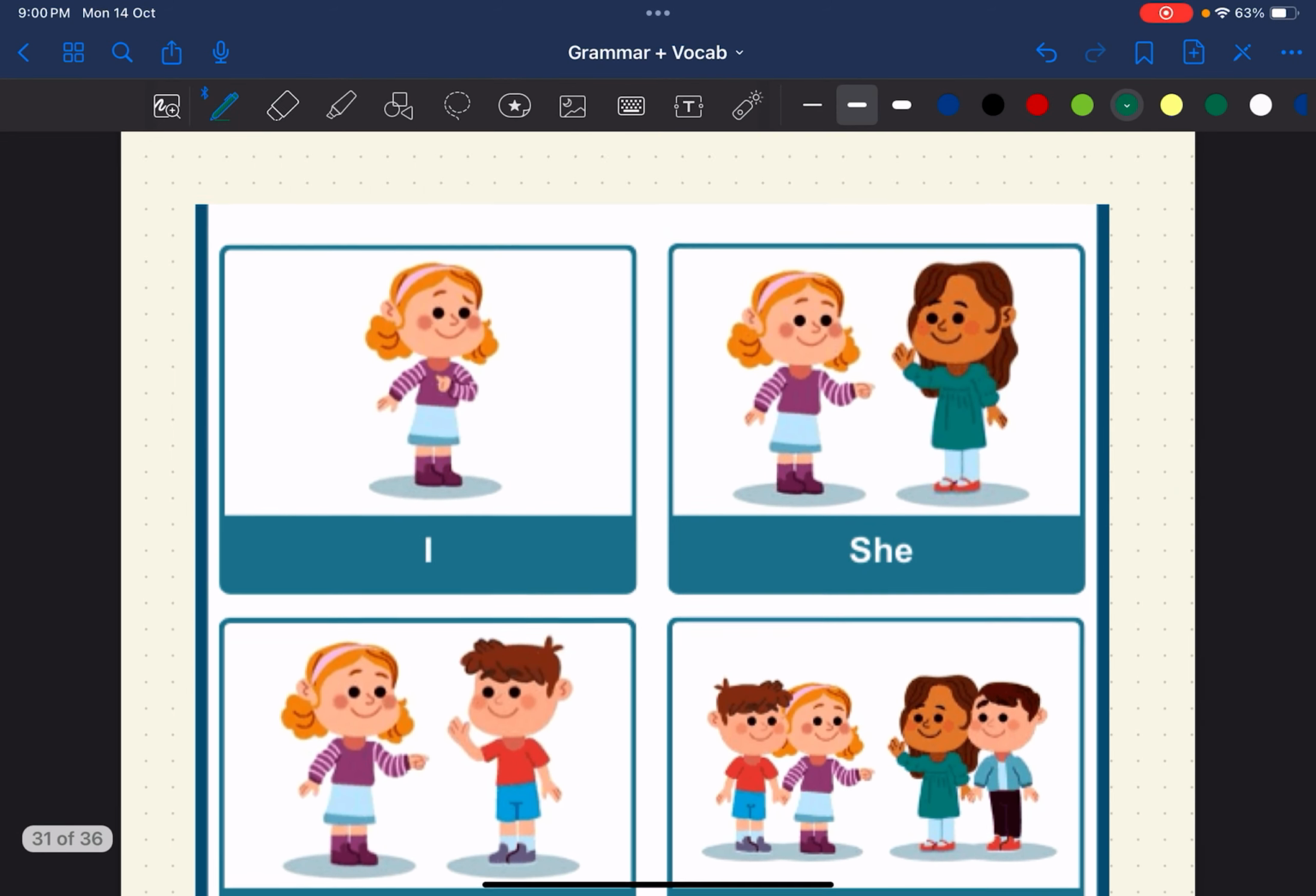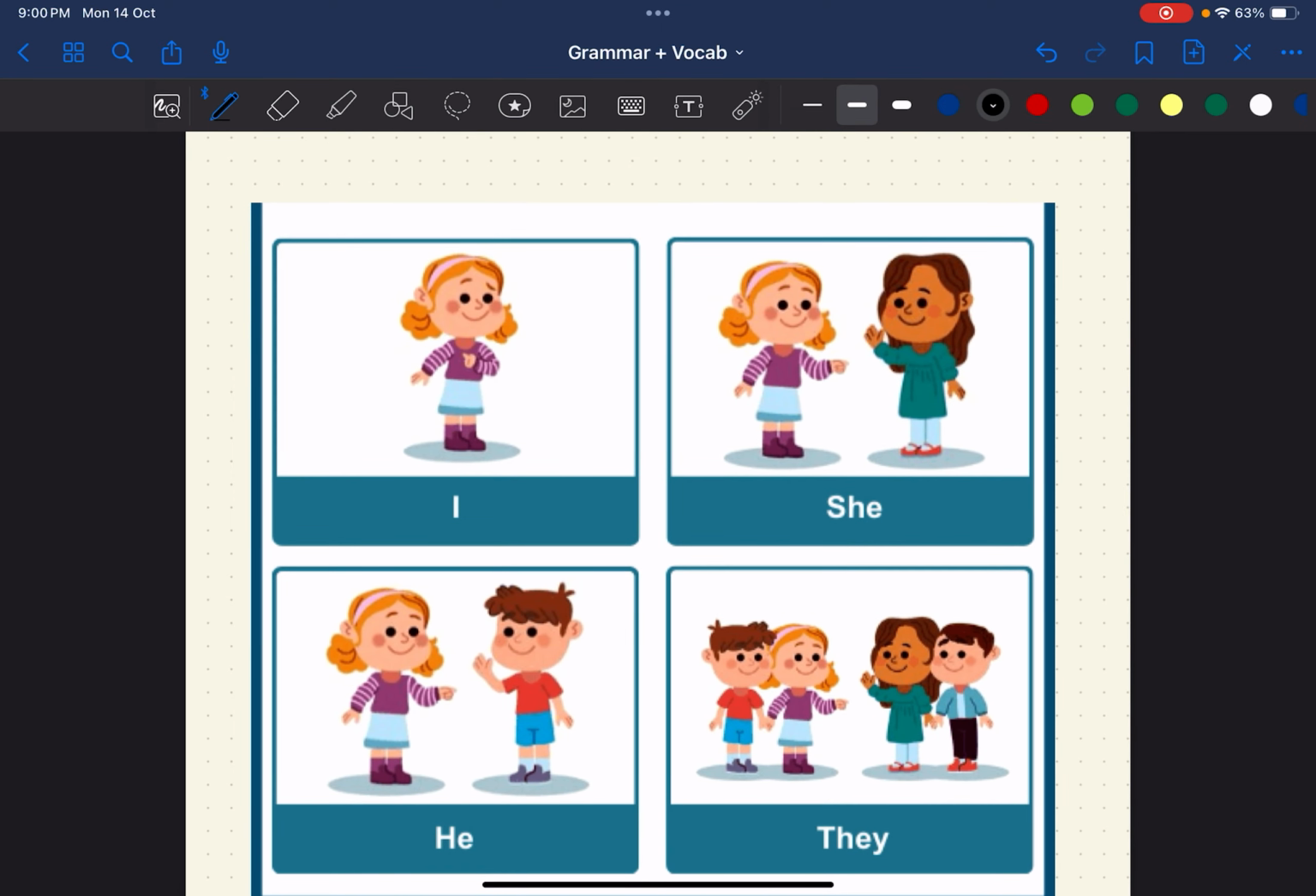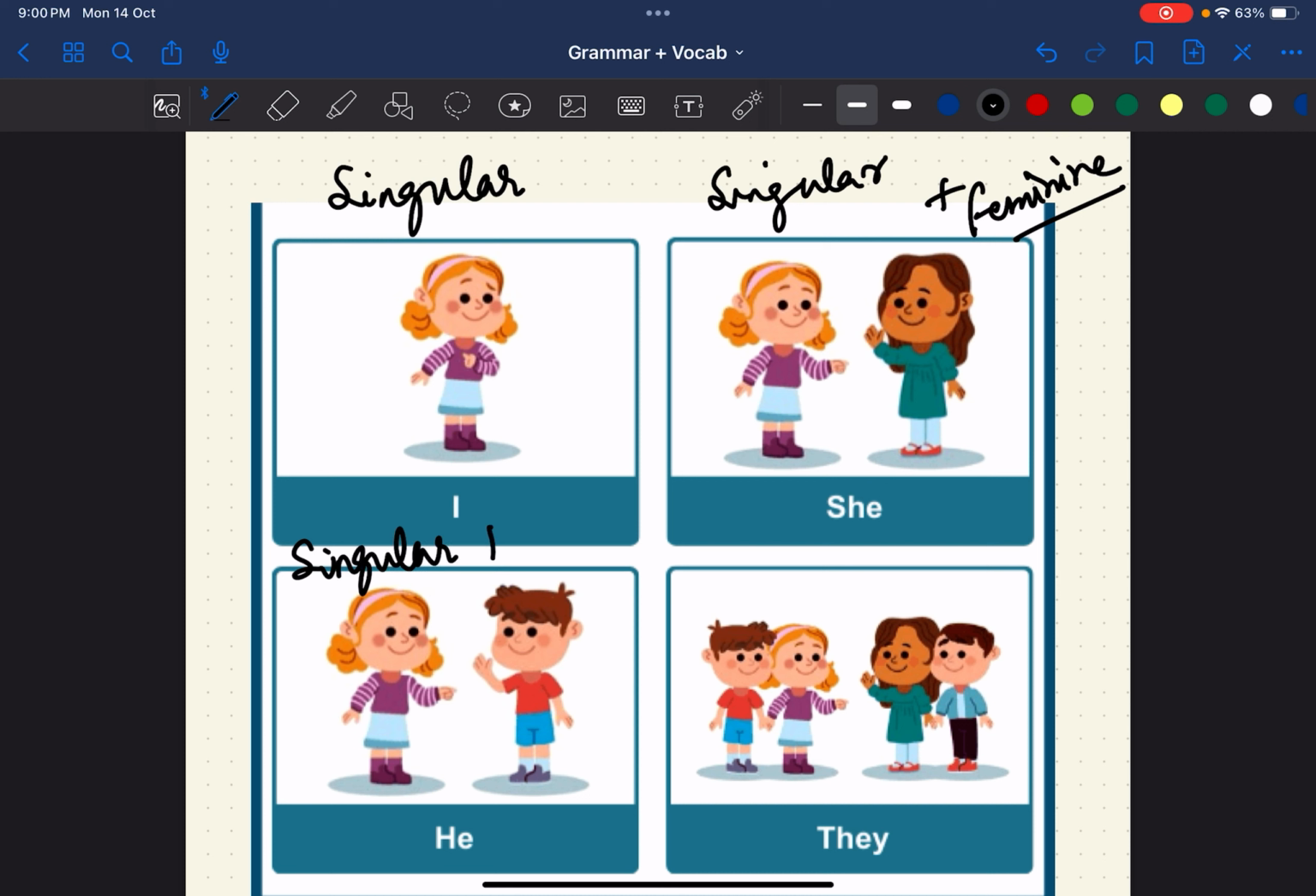Now see, I means singular, and she is singular plus feminine, the ladies one. He is singular plus masculine. They are plural. In nouns we already did singular, plural, feminine, masculine. So similarly here also we have singular plus feminine, masculine plus singular, and plural. This is how our pronouns are.